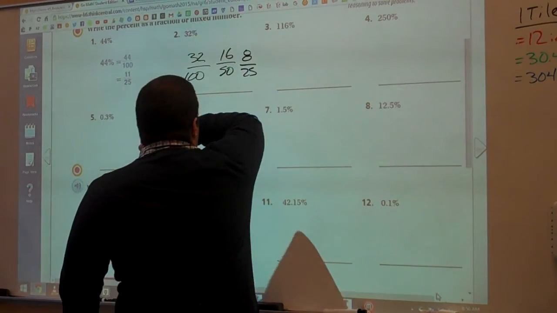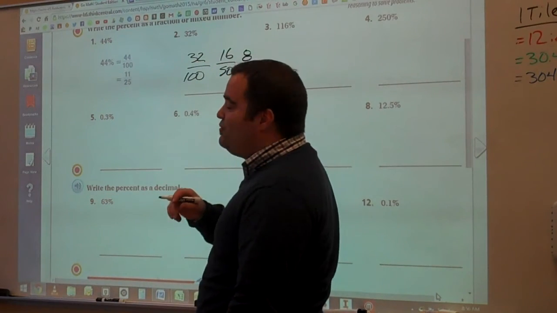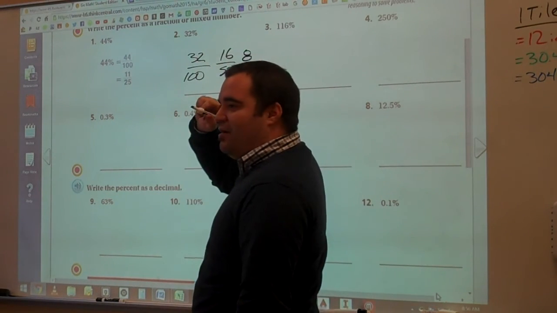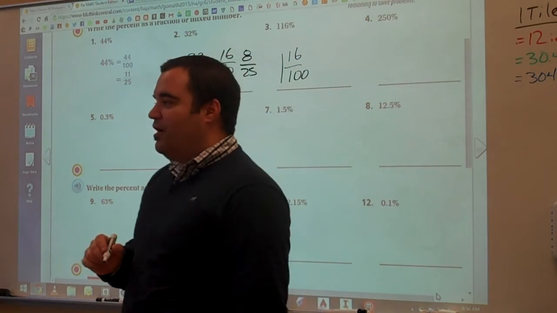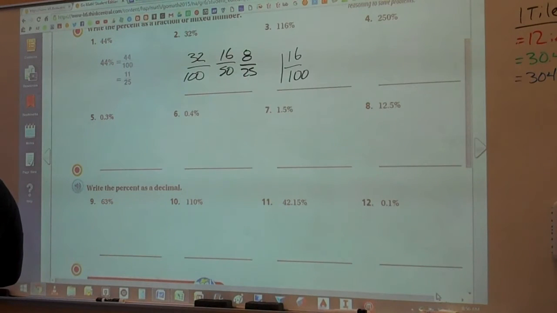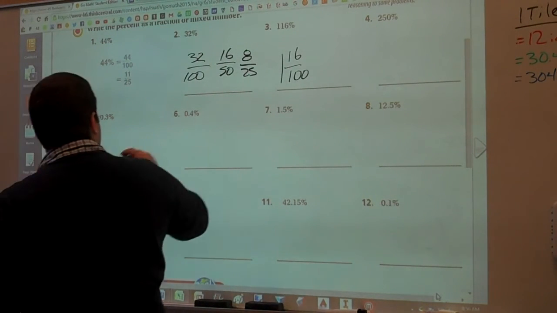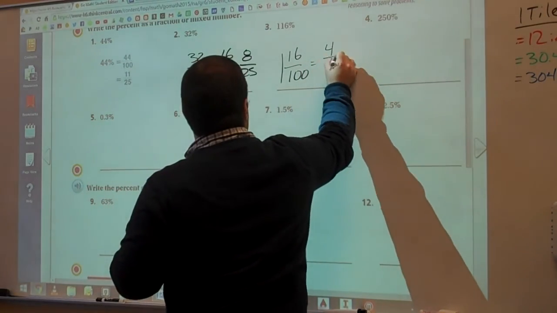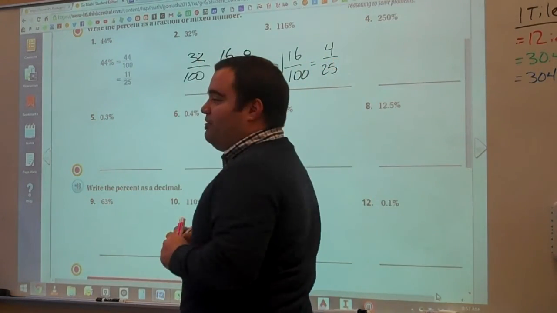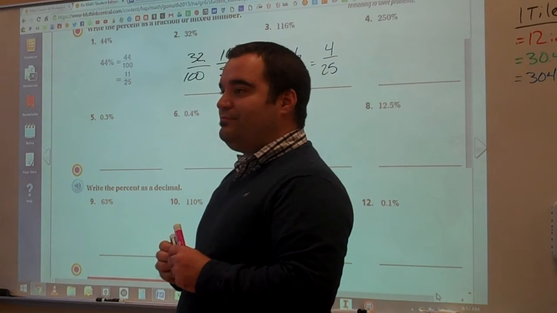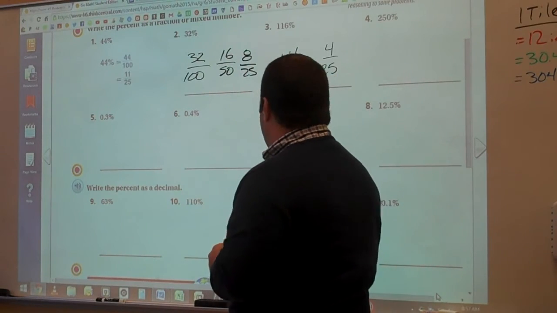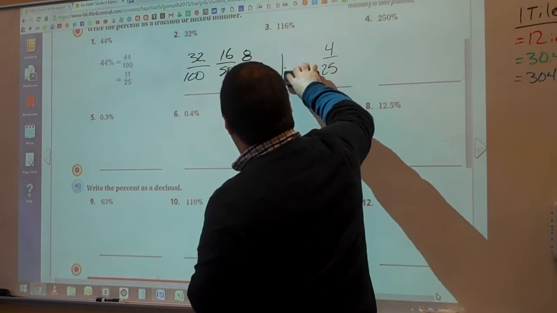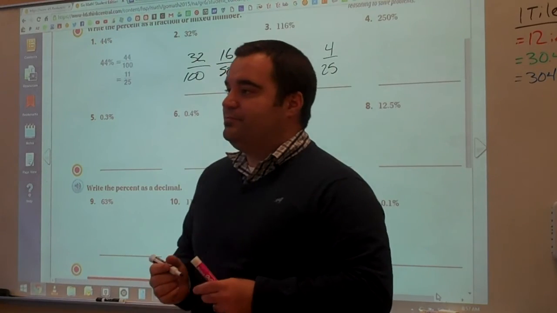116%. Ooh, check this out. As soon as I see 116%, I'm automatically thinking 1 and 16 over 100. But, Gabby, wait, is it 1 and 4? She took a 4 out of both of those. 16 divided by 4 is 4. 100 divided by 4 is 25. Correct answer? 1 and 4/25.